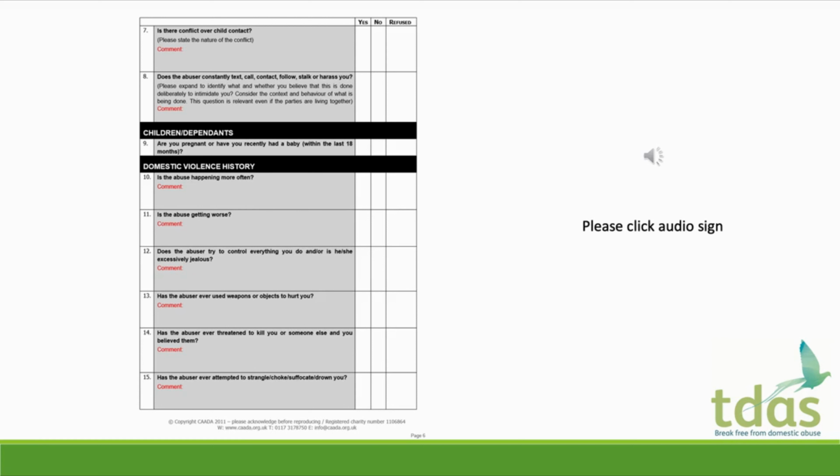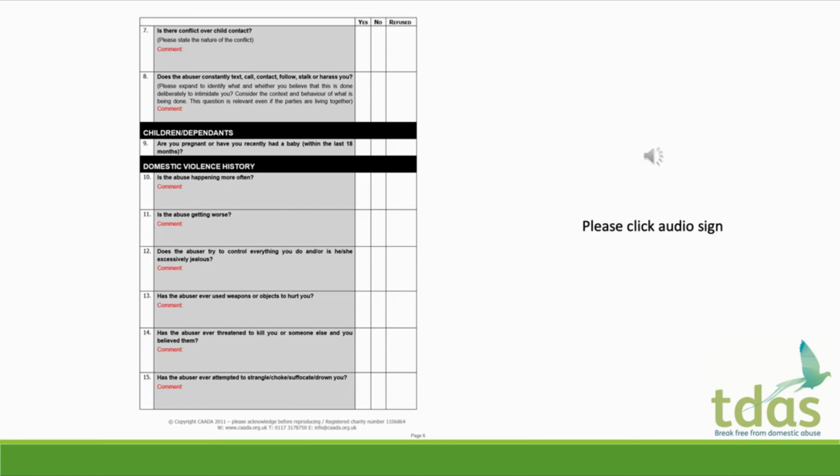Question 12. Does the abuser try to control everything that you do, and is he or she excessively jealous? This can be answered yes if either or both elements of behaviour are present. Common indicators of excessive jealousy and control include accusations of infidelity, policing a victim's movements, and statements such as, if I can't have you, no one can.